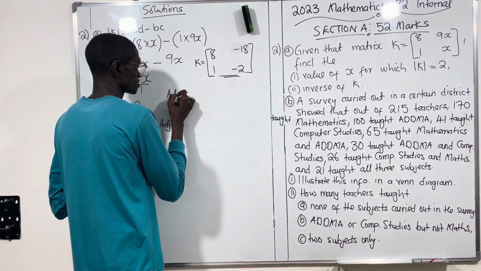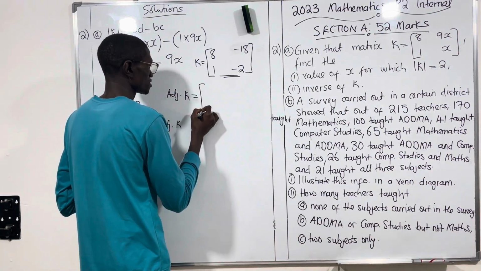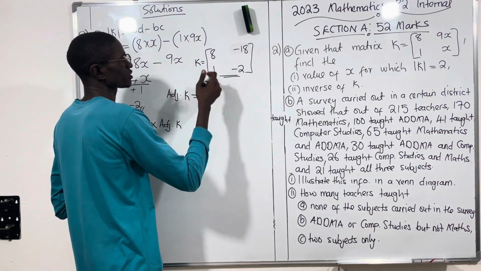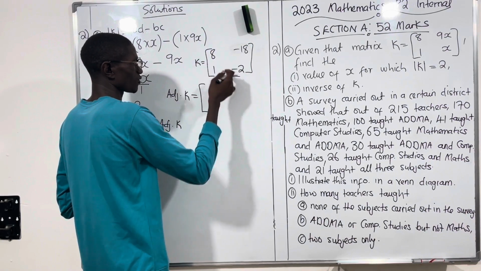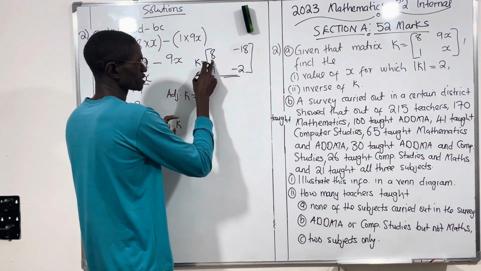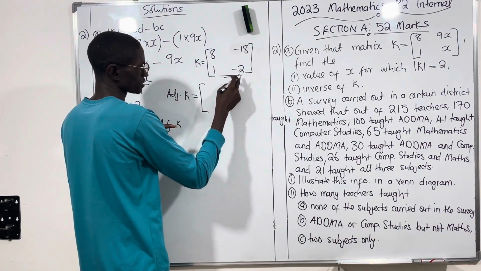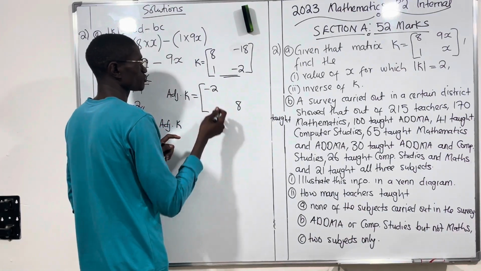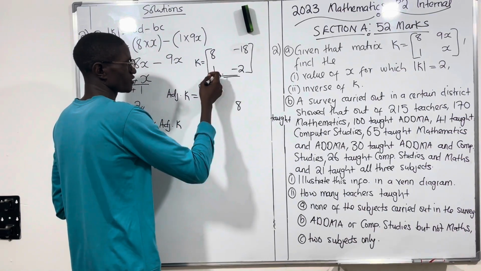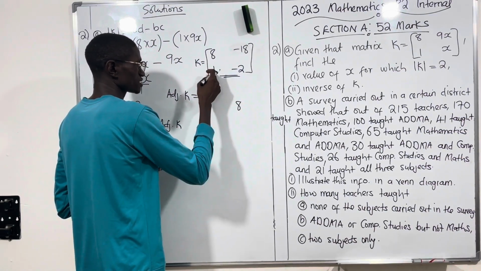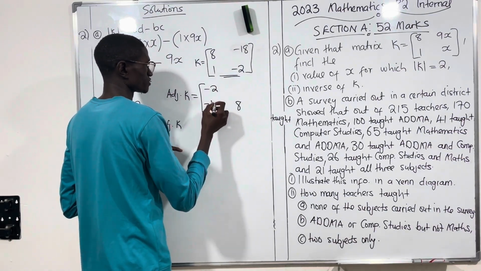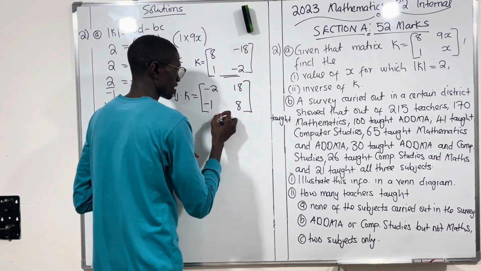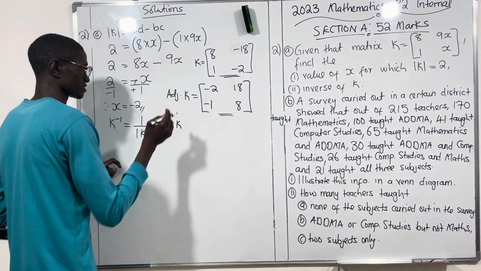The adjoint of the matrix is found by swapping the entries of the leading diagonal. So where there's 8, I'll put -2. Where there's -2, I'll put 8. Like that. That's the first step. The second step, you simply change the signs of the values of the trailing diagonal. So since this one is positive, I'll change it to negative. Since this one is negative, I'll change it to positive. So this becomes the adjoint of matrix K.